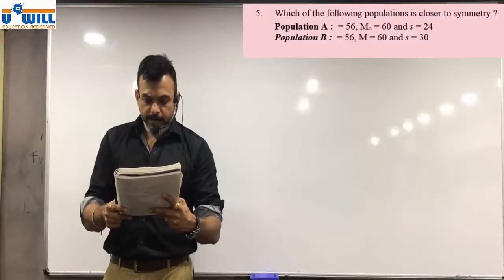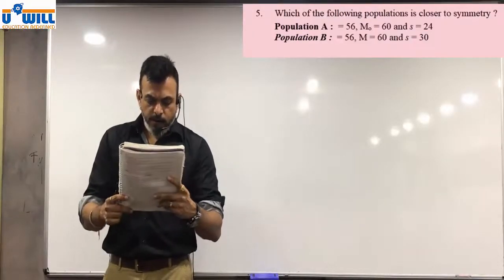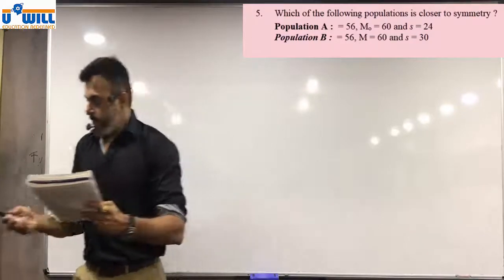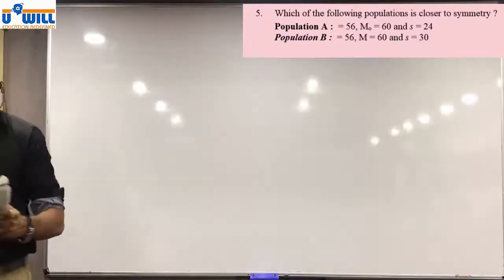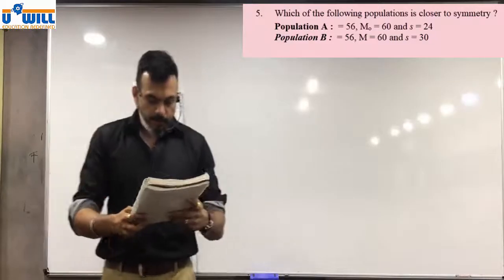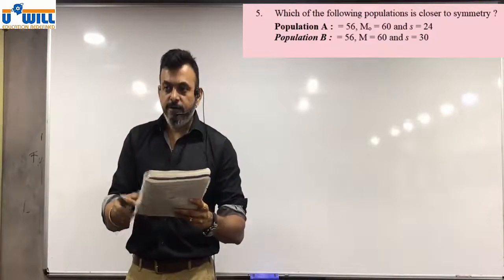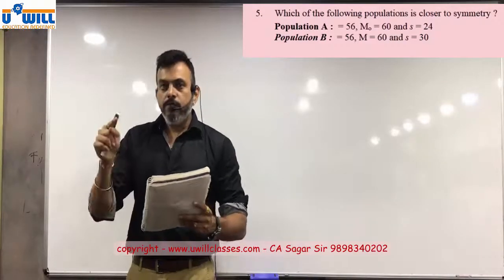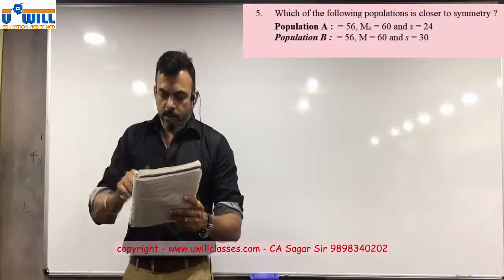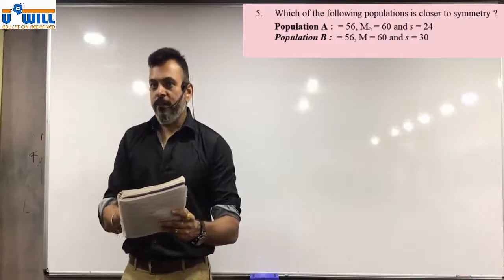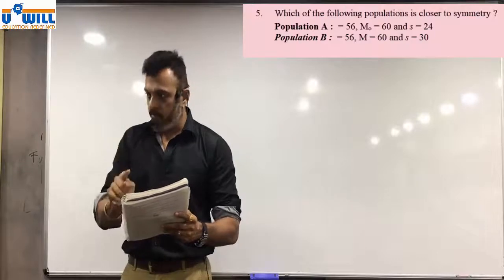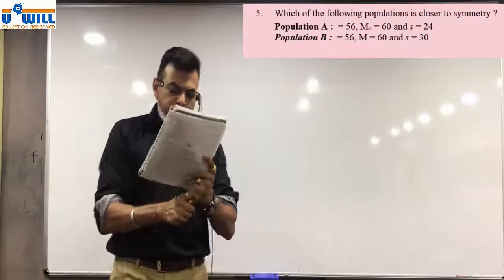Page number 210, section D, question number 5. Now, which of the following populations is closer to symmetry? Closer to symmetry, and what is symmetry? Skewness is equal to 0. Now, let's write the information.